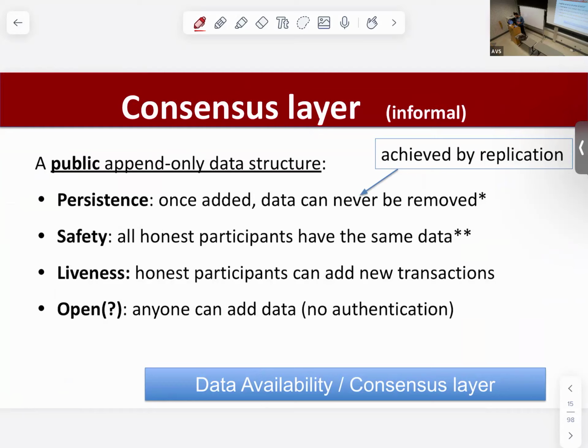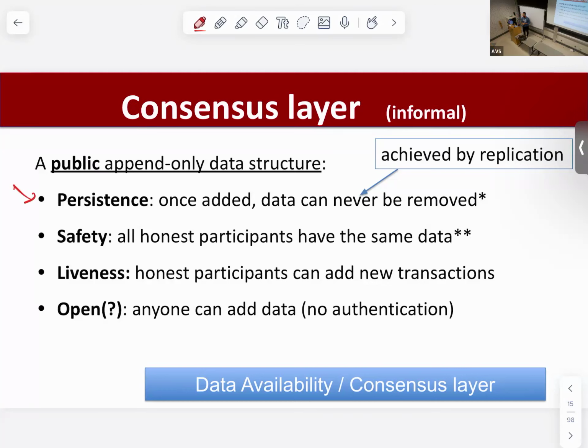So there are four important things that you're looking for in a consensus layer, as well as in a secure blockchain system. The first one is persistence, which means that once I add a block, it's not easy to remove it. And this is achieved, as I said, by replication. Usually you need to convince 51% of your network in order to remove something. And again, mathematically, this is hard to achieve with a regular system. That's why you have persistence.